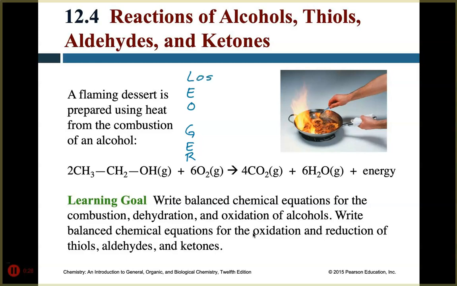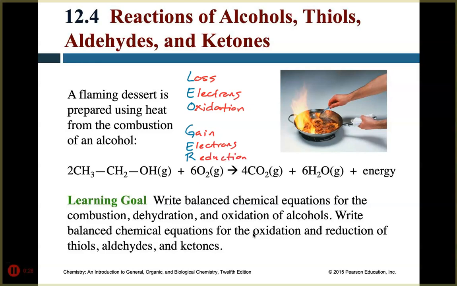The way I look at it is loss of electrons is oxidation, and gain of electrons is reduction.